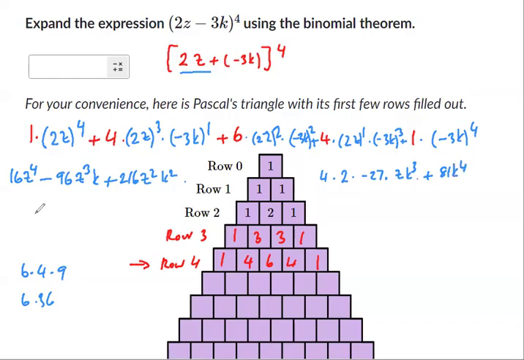And if I just simplify this a bit, I will get 16 z to the 4th and 96 z cubed k, and then plus 216 z squared and k squared. And then you have 8 times this number, which we can simplify right here. So that should be 8 times negative 27. If you just multiply these, we are gonna end up getting these. Okay, so let's see what we have now.